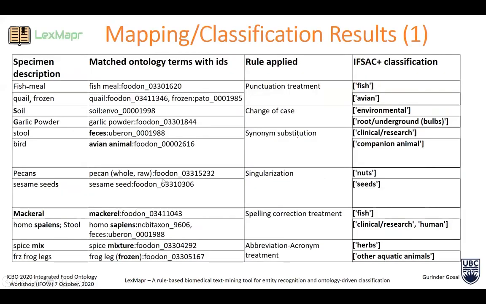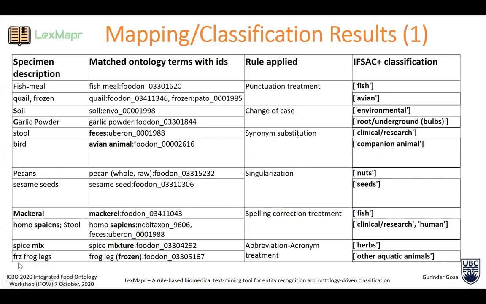Okay. So if we want to look at the results, this is the snapshot slide which is showing you the results here. Here, the different rules are in play. You can see that in this column. And on the right-side column, you see the classification that is being done. So you can see the punctuation treatment, change of case. These are simple examples, but you have synonym substitution, that is how stool is mapped to feces, for example. And the spelling corrections are there.